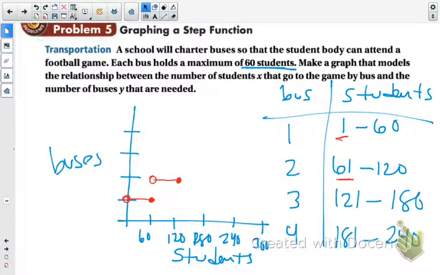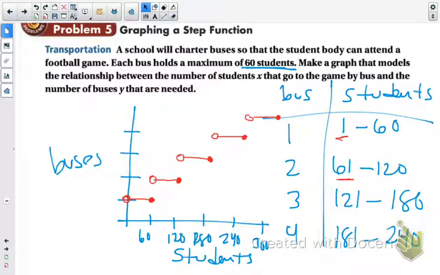So I'm not including the 60 there, but anything above 60 and less than or equal to 120, I'm going to take 2 buses. And then at 121 to 180, it's going to be 3 buses. 180 to 240, 4 buses, and so on. So it just looks like this nice little staircase. And notice I have an open circle and a closed circle. That way it is still a function, so it's not overlapping. I don't have 2 points on one x. Okay, so that is what a step function should look like.